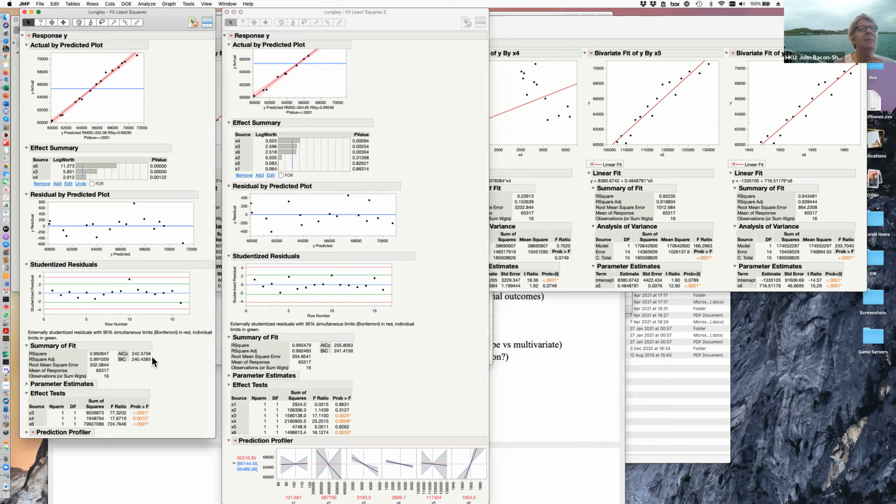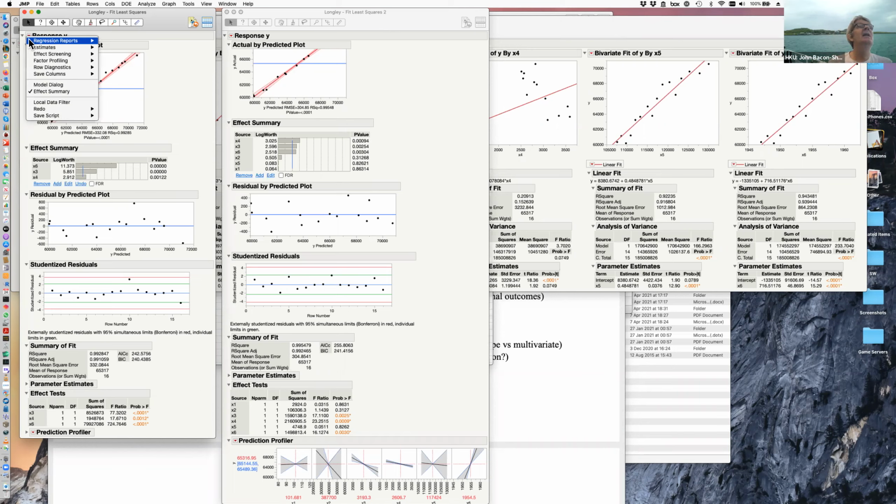So AIC is about 242 against 255. The BIC is 240 compared to 241. So that suggests that using AIC or BIC, this much simpler model with just 3 variables is better than the 6-variable model, although the adjusted R squared has gone down a little bit. It's gone down from 99.2% to 99.1. And the residual plots look fairly similar.